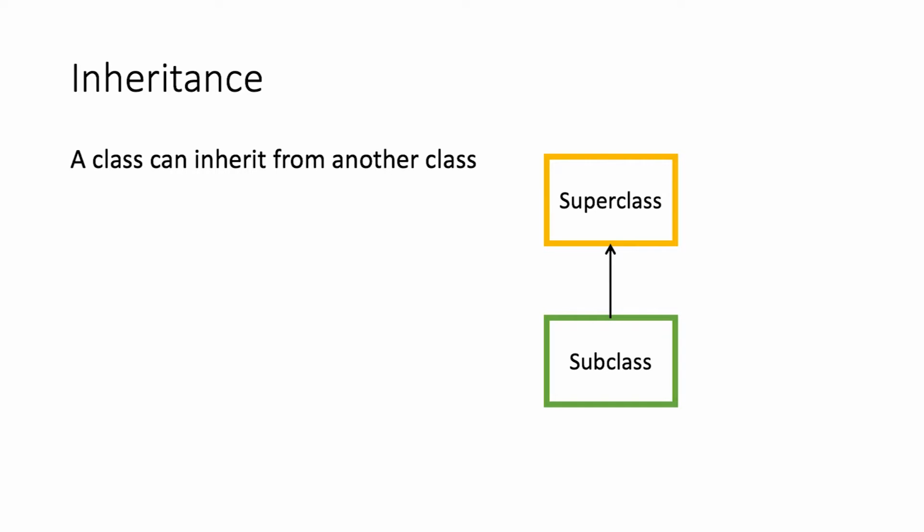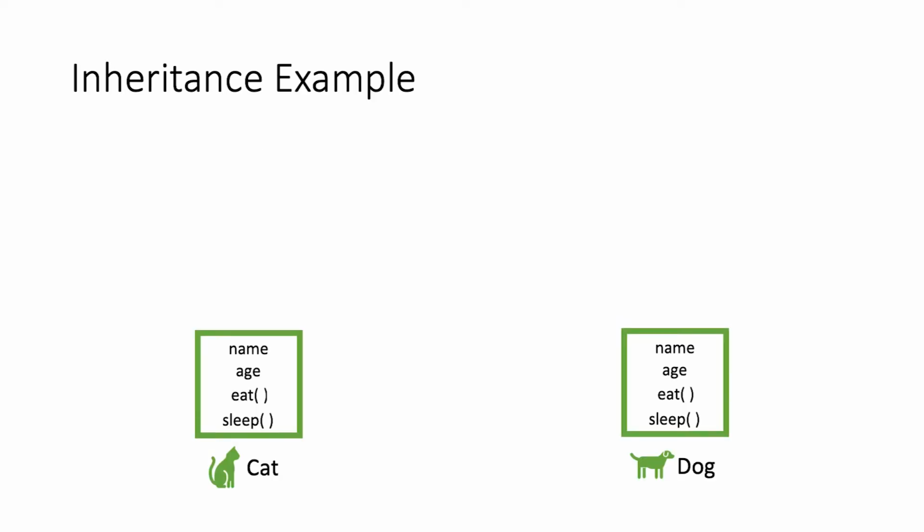Well, technically it may not be all the attributes and methods depending on the access modifier specified, but that's a concept for another video. For now, just assume that a subclass will inherit all the attributes and methods of its superclass. Here's a simple example. Let's say that we have a cat class and a dog class. Both of these classes have the same attributes, such as name and age. Both of them also have the same methods, for example, eat and sleep.